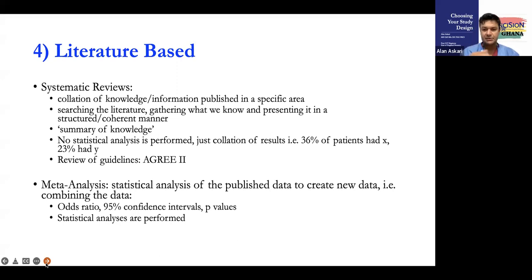Now, in a systematic review without meta-analysis, i.e. a pure systematic review, you're not really performing any statistical analysis. You're just collating the results and saying something like 30% of patients had X across 15 studies, 23% had Y across these studies. There is also, within systematic reviews, a subgroup of study type that's called review of guidelines, or even reviews of reviews.